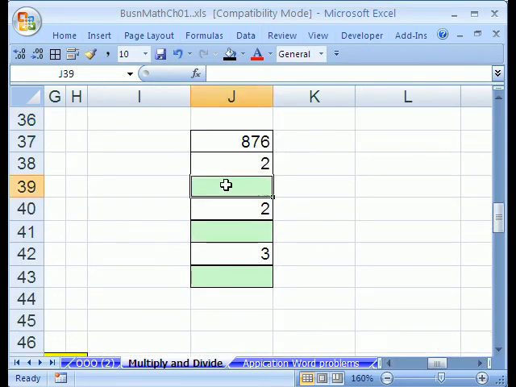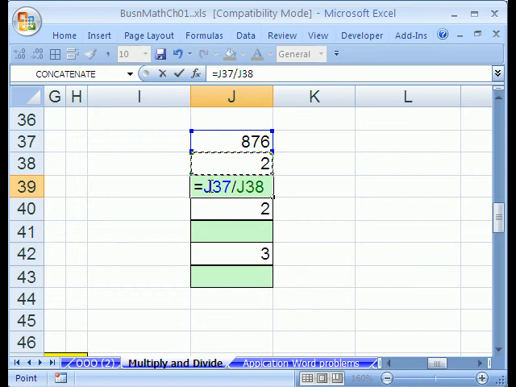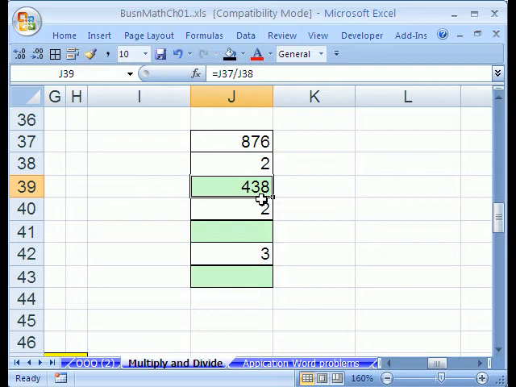I want to do a formula here. 876 divided by 2 equals 876 divided by 2. Now notice this formula right here. I haven't used the F4 key to lock it. So this formula says equals 2 cells above divided by 1 cell above. Control Enter. That puts the formula in the cell and keeps that cell highlighted. And then Control C for copy.